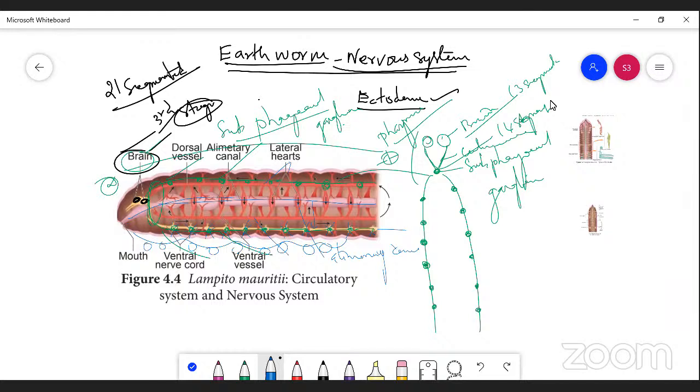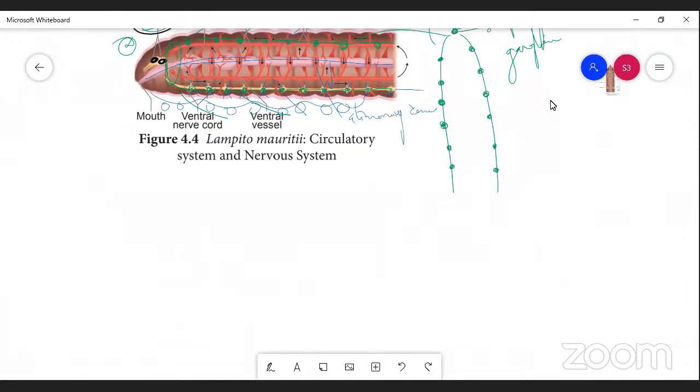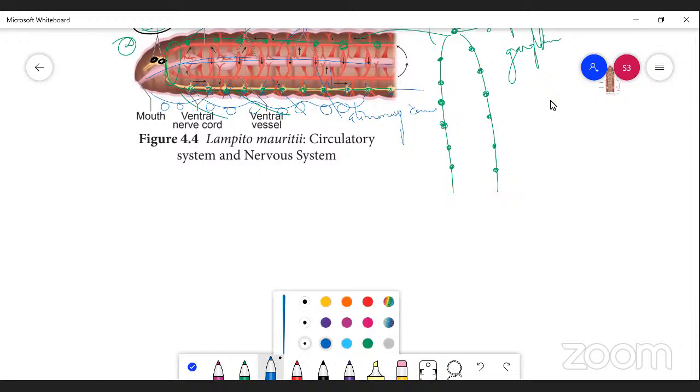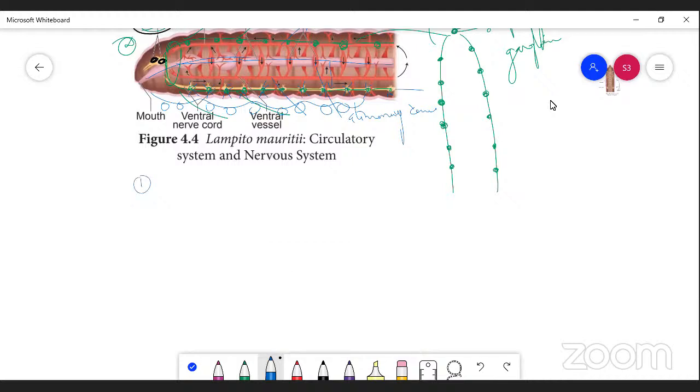What types are present in the earthworm body structure? Different types of sensory cells are there. What are the different types of sensory cells? The first one is receptor cells. In the earthworm, the first receptor organ cells are the photoreceptors. What is a photoreceptor?